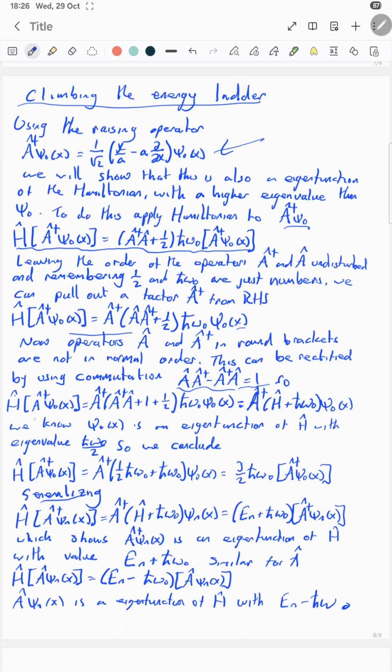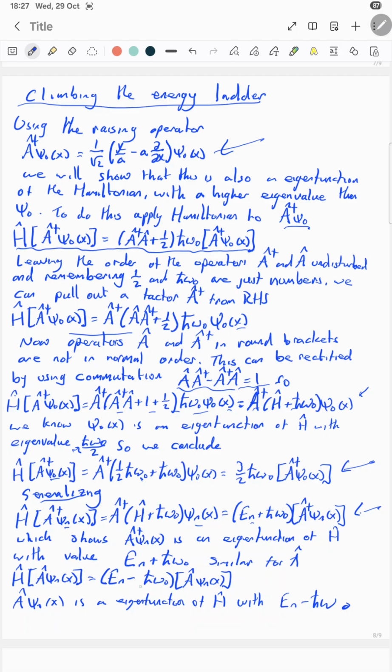So our Hamiltonian operator here becomes this. We know that psi of naught x is an eigenfunction of the Hamiltonian with the eigenvalue here, the lowest state, which is h bar omega naught over 2. So we can conclude this. And generalizing this, the generalization is from the state naught to the state n, so basically any order you wish to put into this operator.